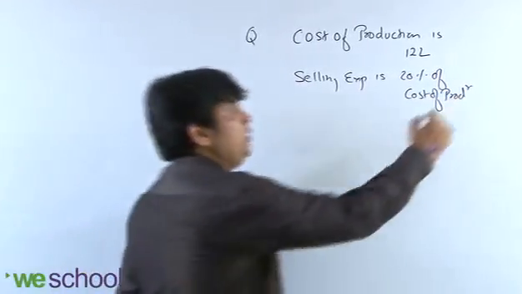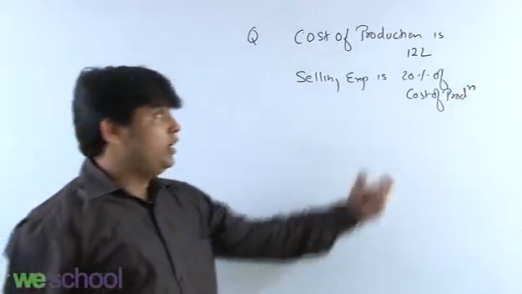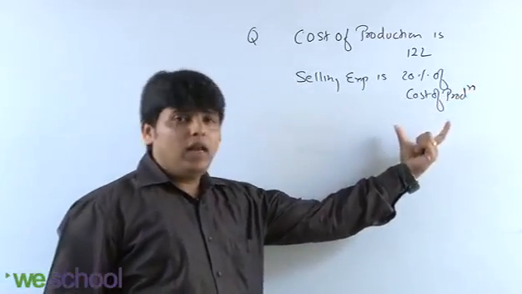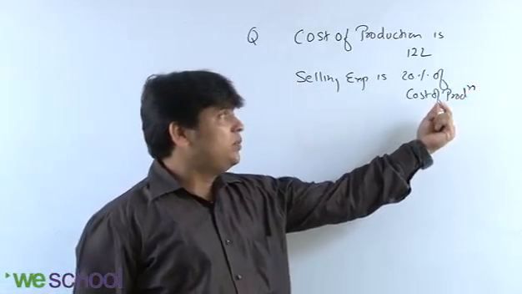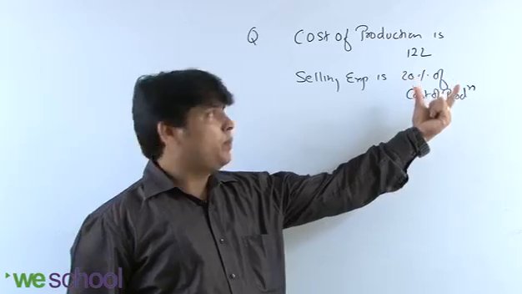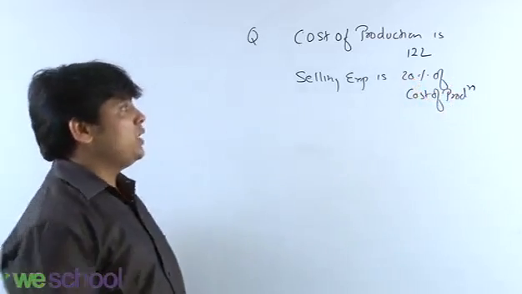Selling overhead is 20% of cost of production. I have written cost of production; this is a style of some people of writing production in a short form. So don't think something is flying above the production word. Okay. So cost of production.